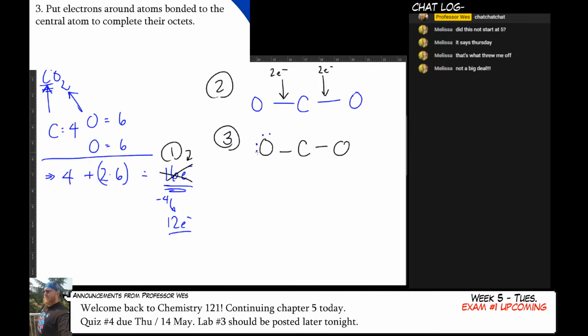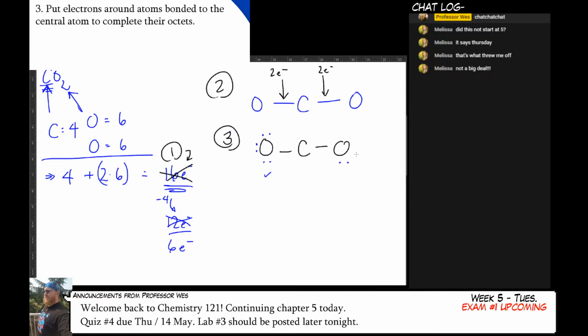1, 2, 3, 4, 5, 6. So in doing this, I put 6 electrons down. This line is the other 2, so this oxygen has an octet, so it is good. I use 6 dots to do that, so that means I have 6 electrons left because I had 12.